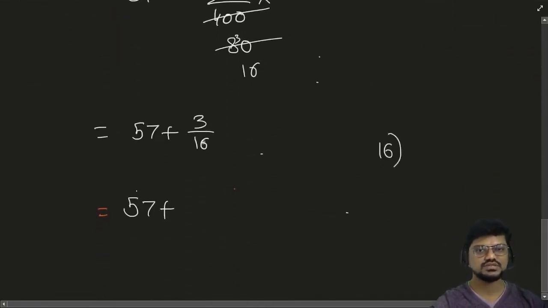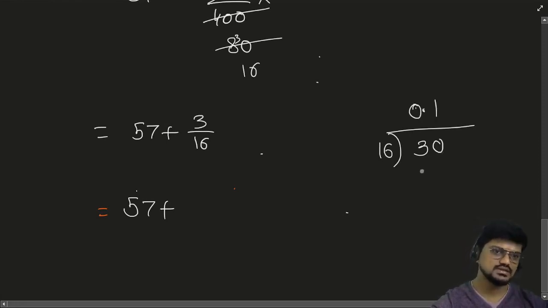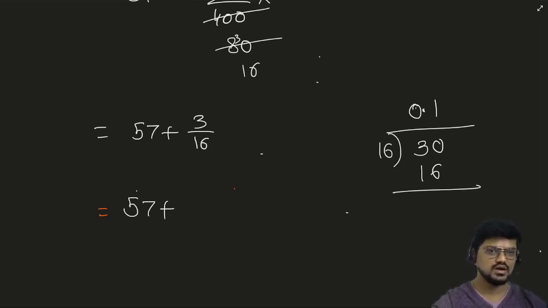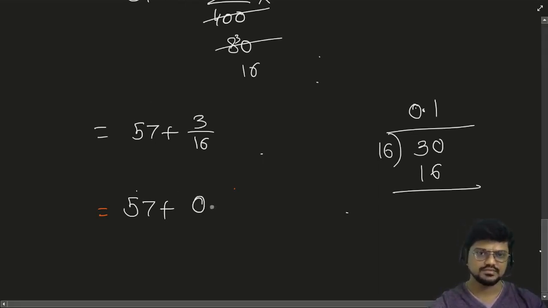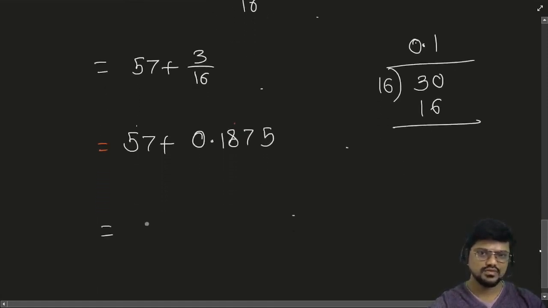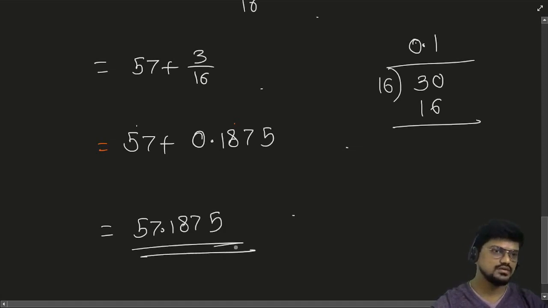Now we'll have to do this 3 upon 16. So we'll divide 3 by 16. I hope you guys know it. I'm using a calculator over here. 3 divided by 16 gives you 0.1875. So your answer will be 57.1875. Got it?